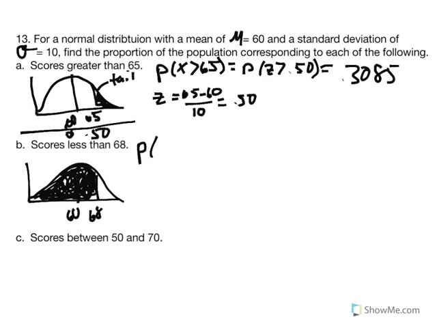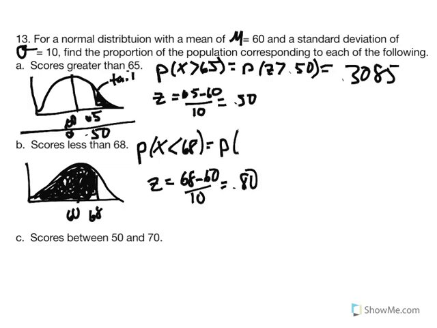So the probability of an x value less than 68: we convert our x value into a z-score. The score of 68 minus the mean of 60, divided by the standard deviation of 10, gives a z-score of 0.80. So this is the same as finding the probability of obtaining a z-score less than a positive 0.80.